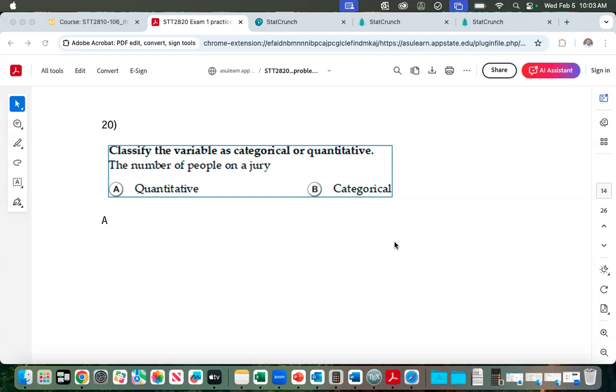So today we'll continue from where we ended last time. We are still on review problems for test one. Just to remind you, your test one is on Friday. Last time we ended at question 19. Today we'll proceed from question 20.